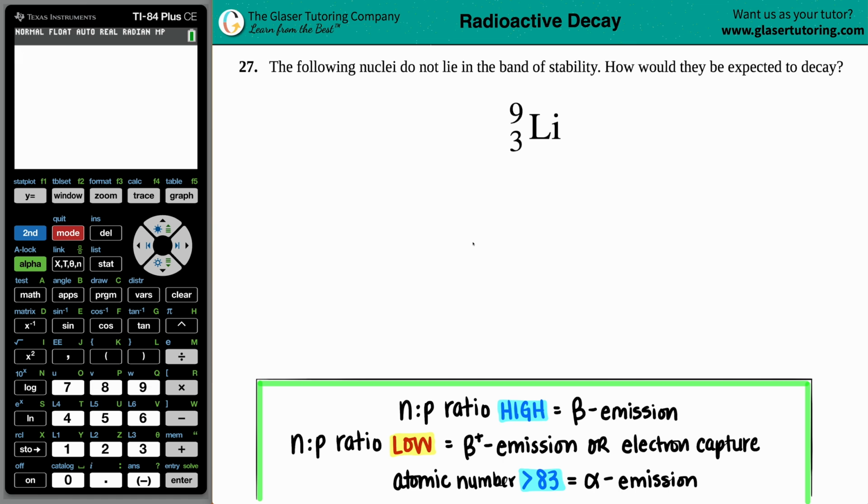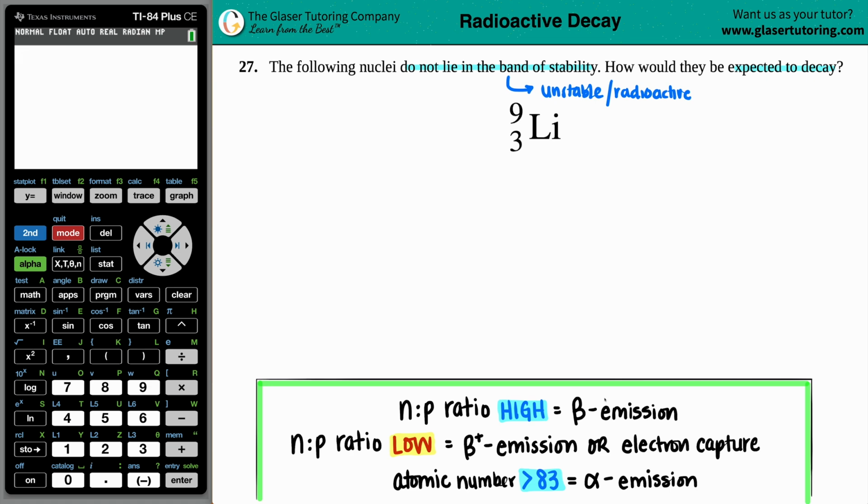Number 27. The following nuclei do not lie in the band of stability. How would they be expected to decay? And then we have lithium that has a mass number of 9 and an atomic number of 3. Now they do say that this does not lie in the band of stability, which means that this would be an unstable nuclide, or even better, it would be classified as radioactive. So that means that it's going to decay somehow to turn into a more stable nuclide.